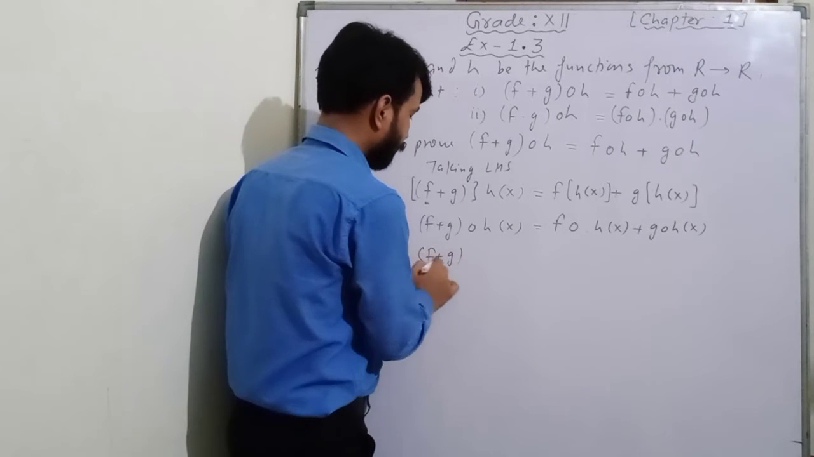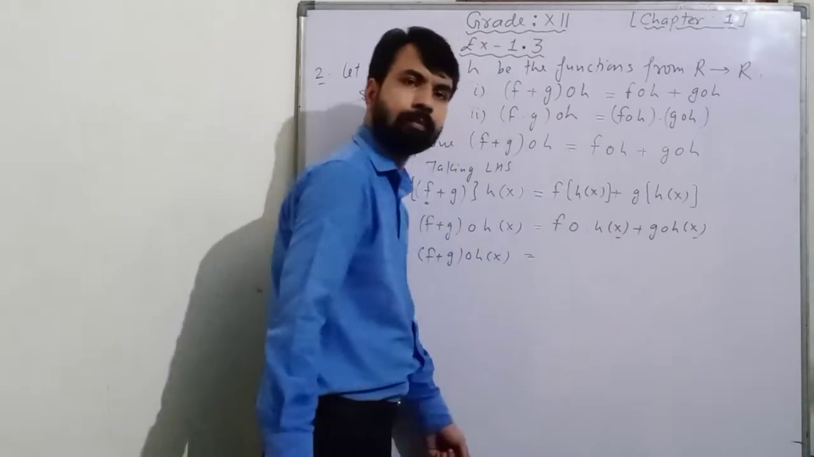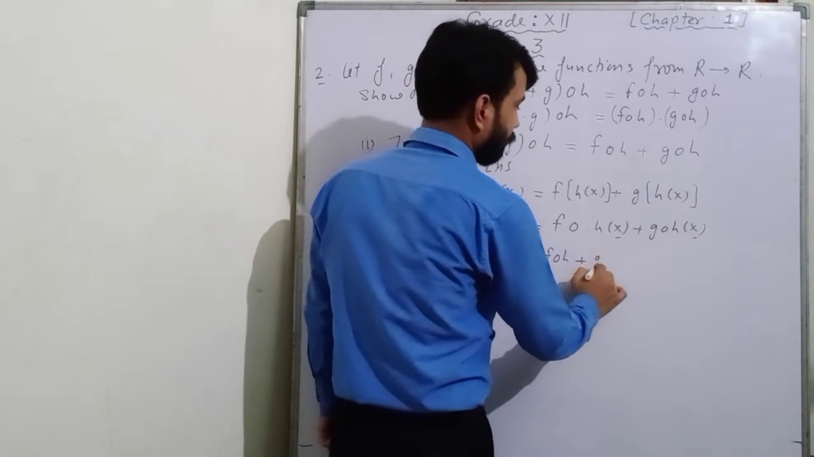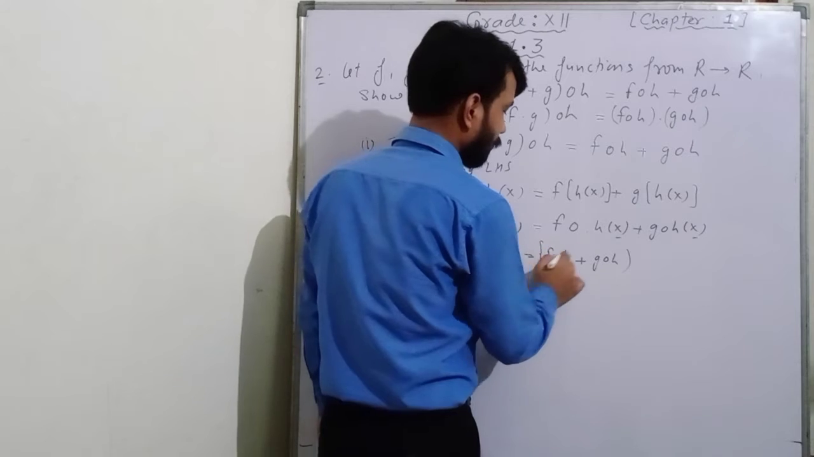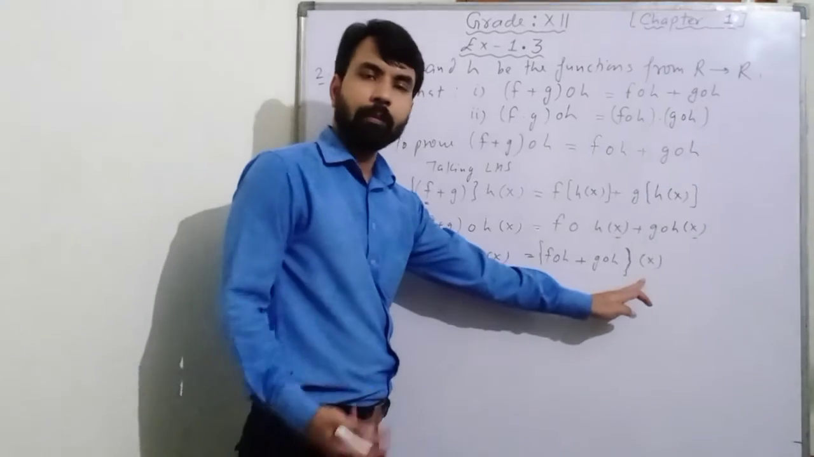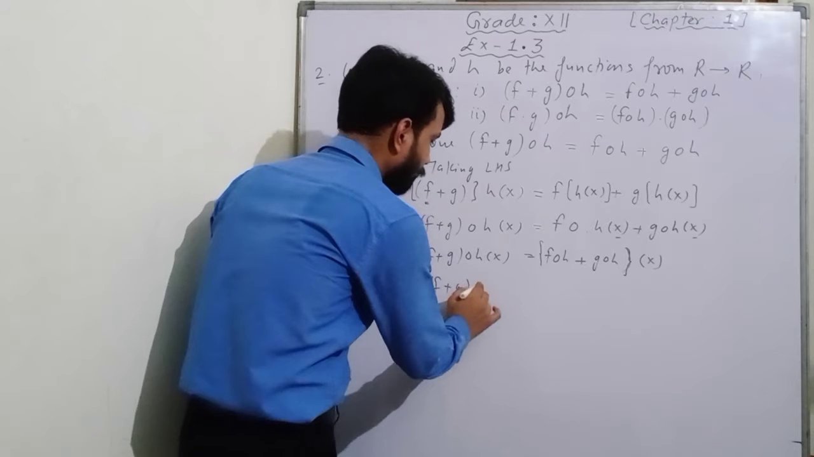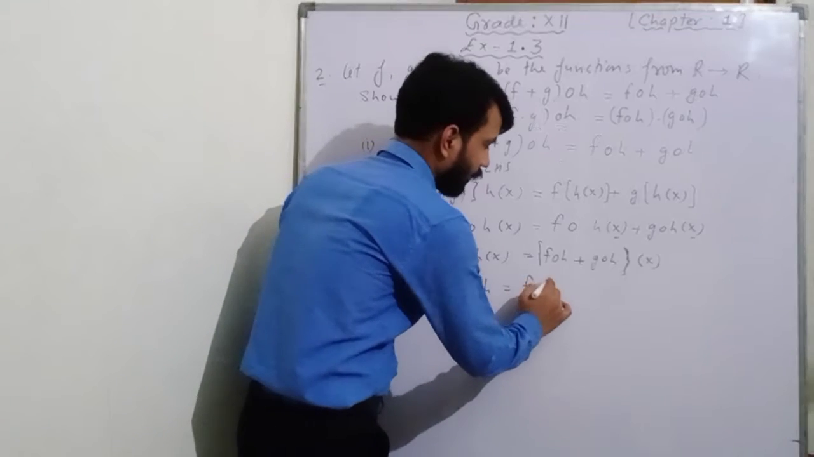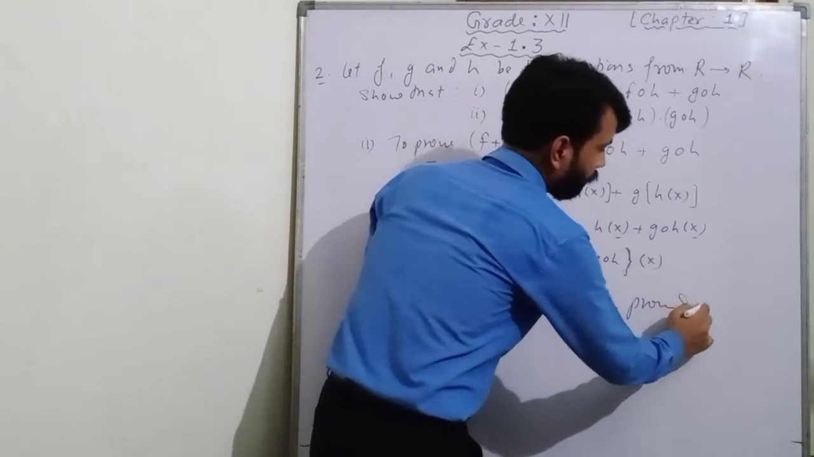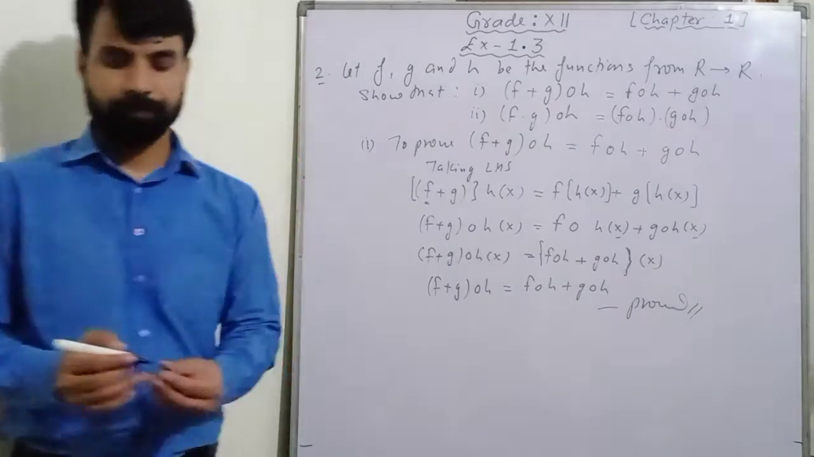Now see, (f plus g) o h of x. Now see, this x can be common. We can do f o h plus g o h, and x is common. Now this x and this x both can be cancelled. So what is left? (f plus g) o h equals to f o h plus g o h. Hence it is proved. Clear? So students, pause the video and note it first.